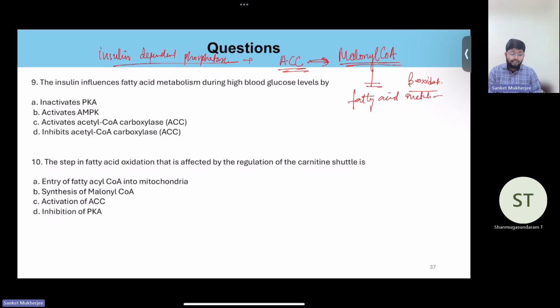The step in fatty acid oxidation that is affected by the regulation of carnitine shuttle is entry of fatty acyl coenzyme A to mitochondria, synthesis of malonyl coenzyme A, activation of ACC, that is acetyl coenzyme A carboxylase, or inhibition of PKA.